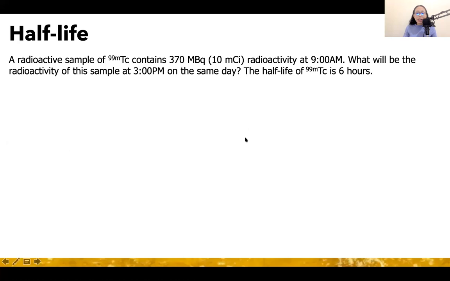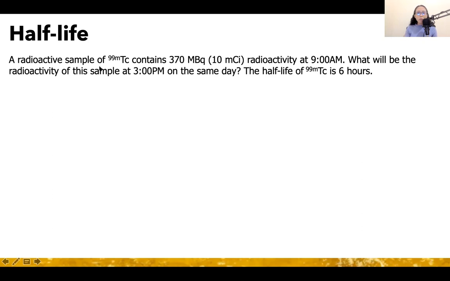So here is a sample problem that we can work on to apply the equations that we are learning in this module. We have a radioactive sample of metastable technetium-99 containing 370 megabecquerels or 10 millicuries of radioactivity at 9 a.m. So it was measured at 9 a.m. and this is the activity. What will be the radioactivity of this sample at 3 p.m. on the same day? The half-life of metastable technetium-99 is 6 hours.